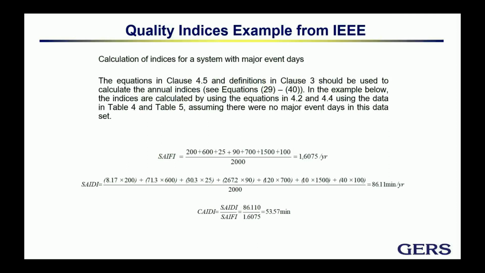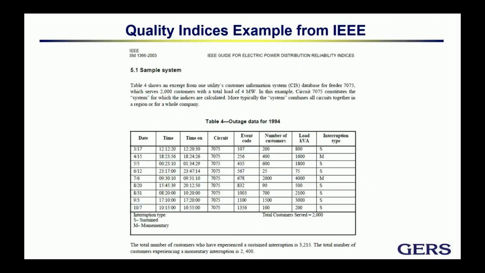So let's see first the SAIFI. For the first case, we have 200 users. Let me go back for a minute here. I forgot to mention this: the number of customers affected with this fault, in the first fault, was 200 customers. In the second case, we had 400, but this is momentary, so this doesn't count. In the third case, we had 600 customers, so it does count. If you see here, you just take all the sustained faults, here 200, 600, 25, etc.